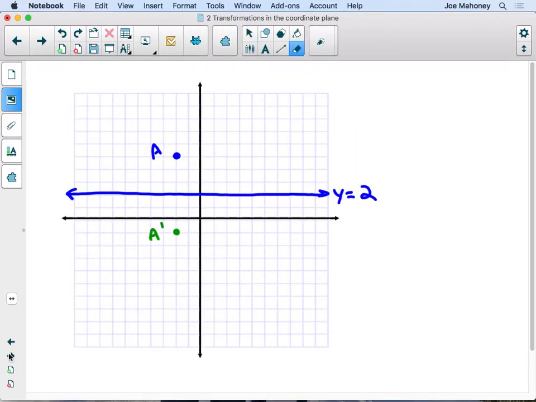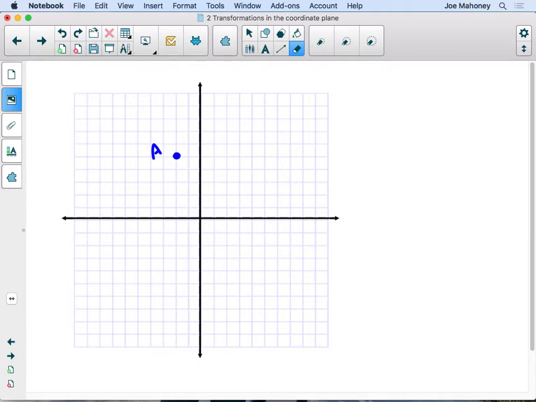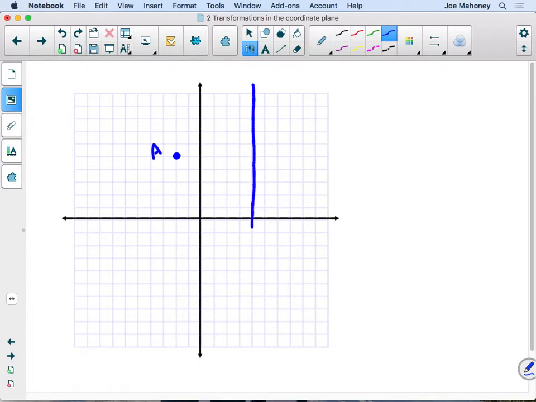Okay, let's switch it up a little bit. This time, we're going to reflect over the line x equals 4. X equals 4 is a line that goes through where x is equal to 4. So this is the line x equals 4. Again, the line of reflection is the perpendicular bisector.